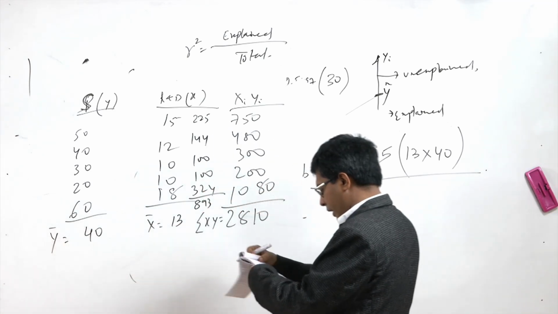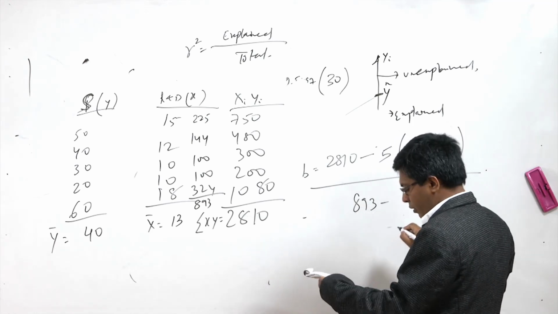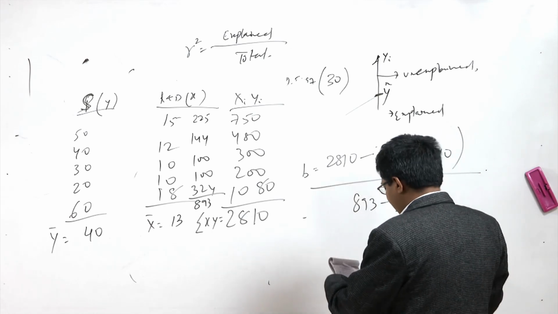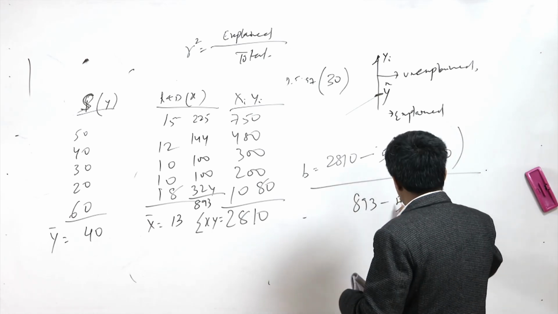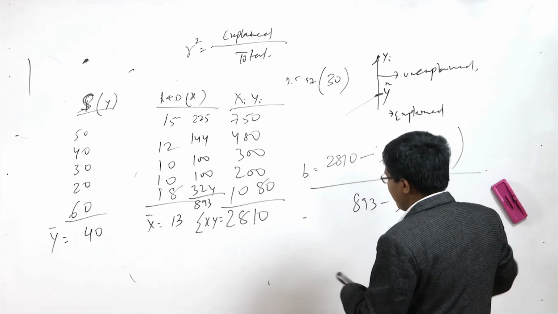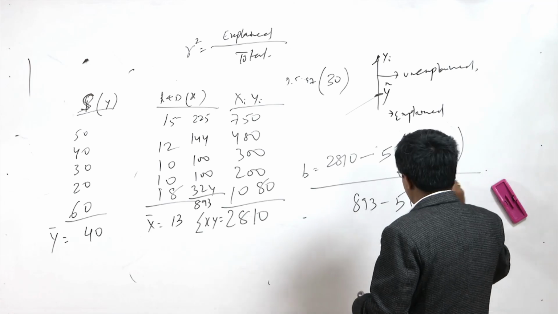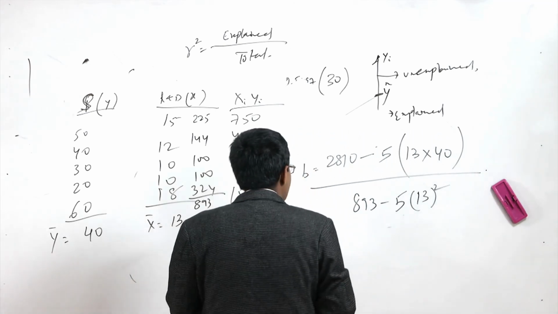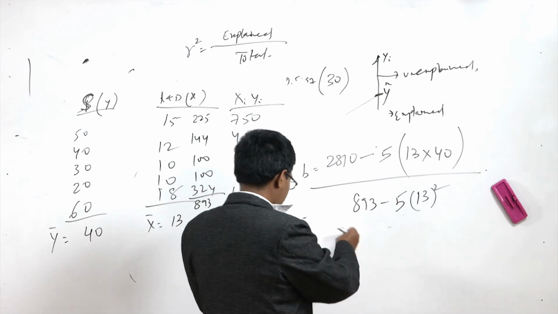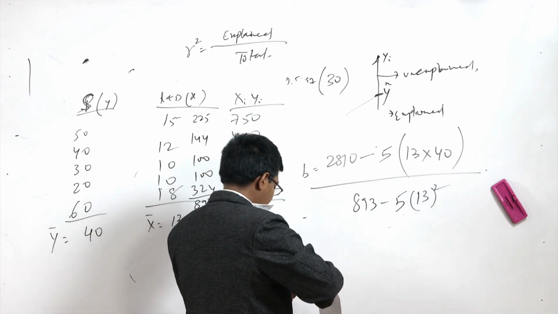I have already done it. So 893 minus 5, because we said the formula is n into x bar square, right. x bar square is how much? Now, x bar is 13, so 13 square. If you do this, you are getting almost the B value. You can do it with me; I have already calculated.